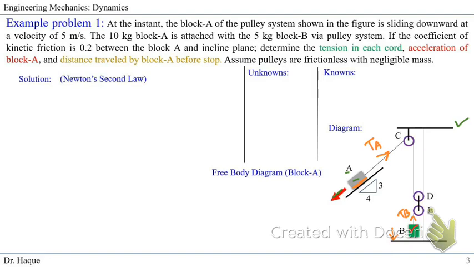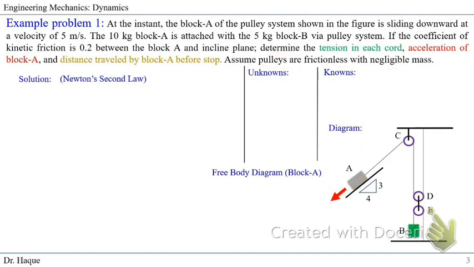Also the acceleration of block A. So block A has an acceleration. What is the acceleration of block A? And the distance traveled by block A before it comes to a complete stop? And assume that all the pulleys, C, D, and E, are frictionless, so we don't have to consider any friction on the pulleys, and the weights of the pulleys are negligible compared to blocks A and B, so we don't have to consider those.